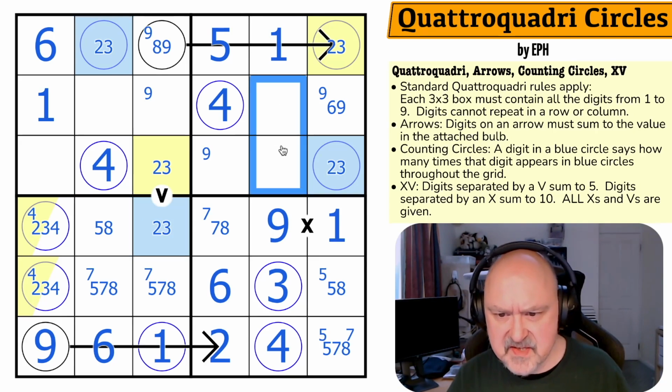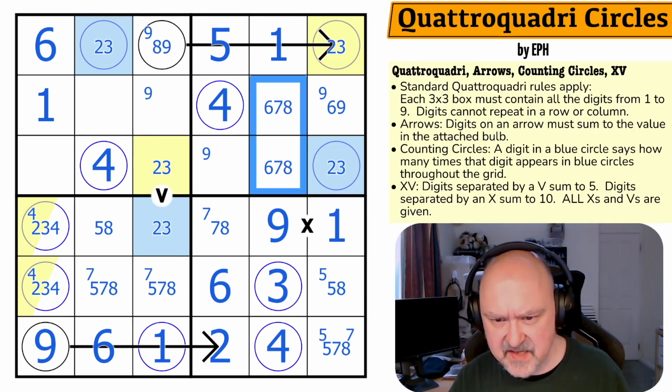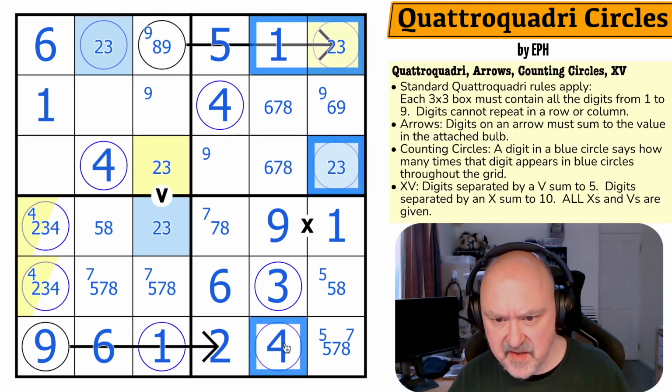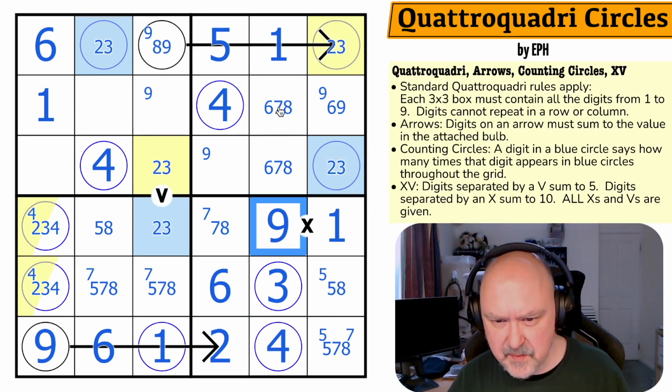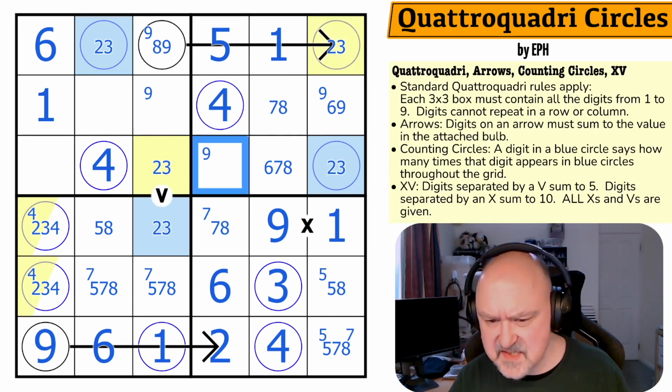So these can't be 1, 2, 3, 4, 5, 6, 7, or 8 are the only digits that can go in here. They can't be 1, they can't be 2, 3, they can't be 4, 5, 6, 7, 8, can't be 9. They are only from 6, 7, 8. That can't be a 6. Right, these are 1, 2, 3, 4, 5. This is 6, 7, 8, 9, can't be a 6.